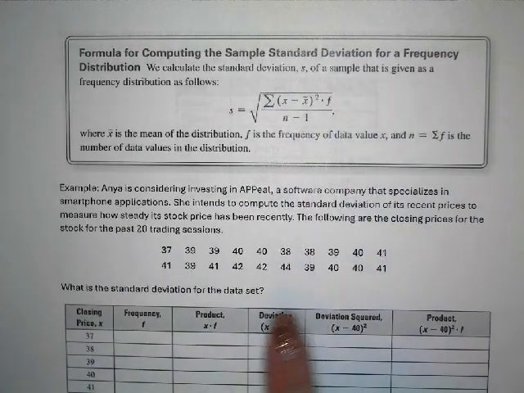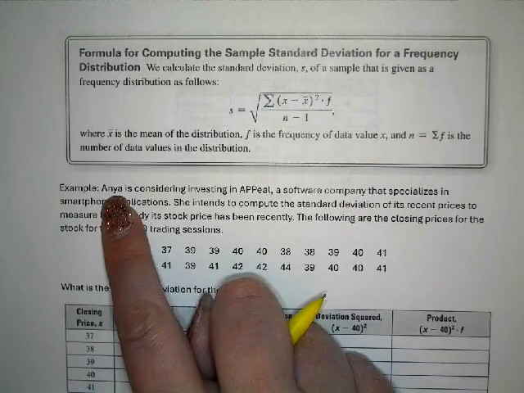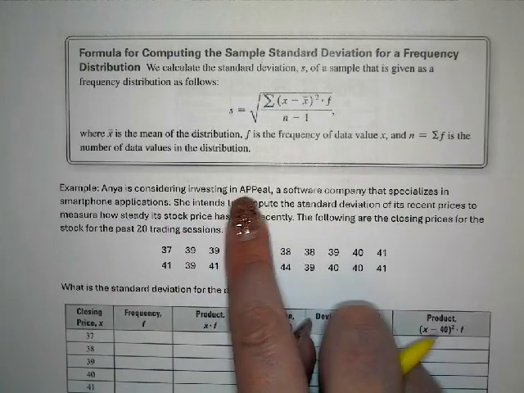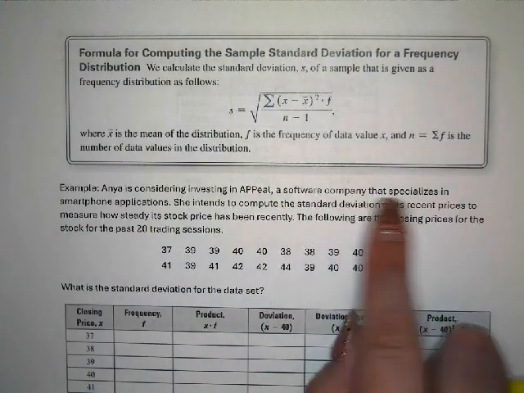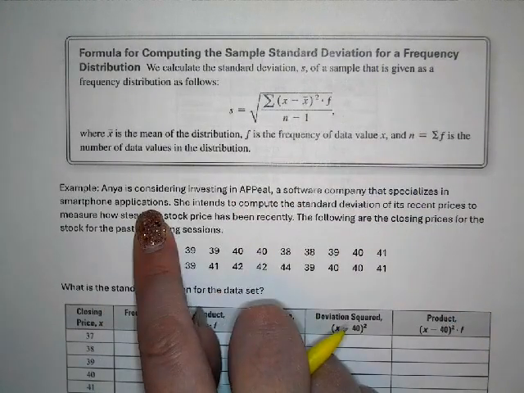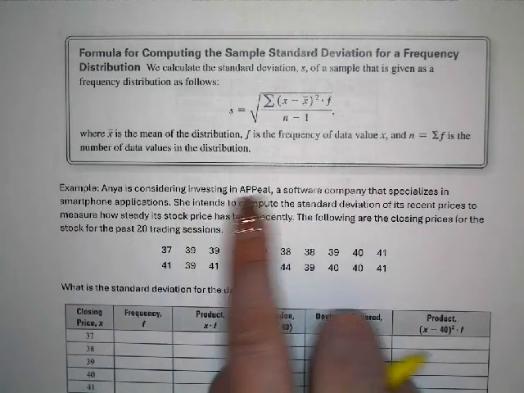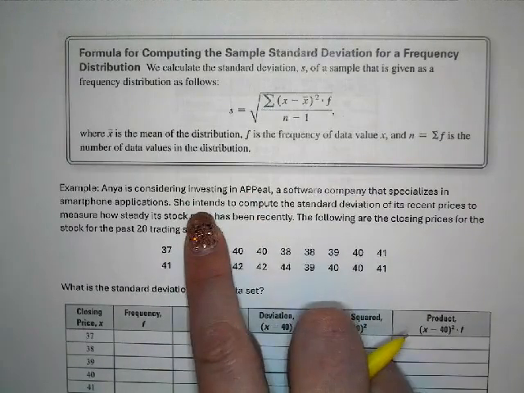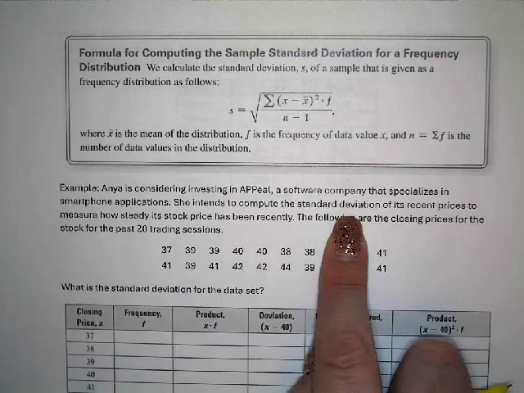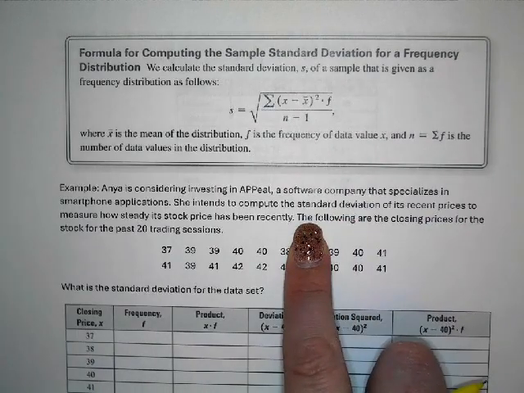It says Anya is considering investing in Appeal, a software company that specializes in smartphone apps. Get it? Appeal. Okay, that's fine. She intends to compute the standard deviation of its recent prices to measure how steady its stock price has been recently.